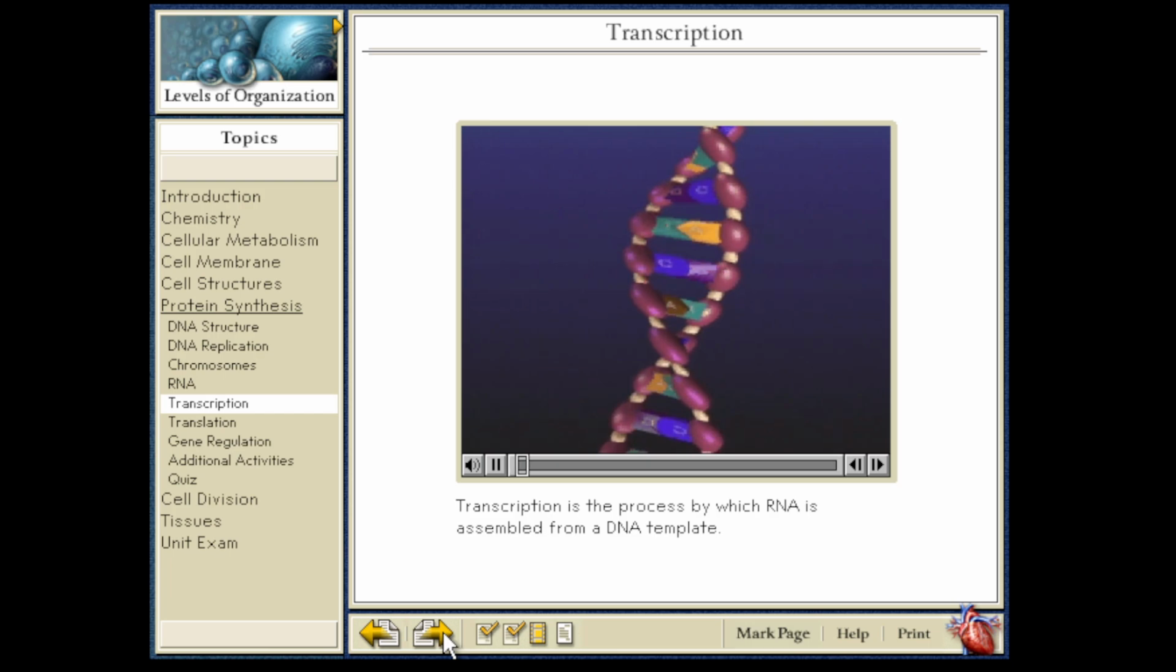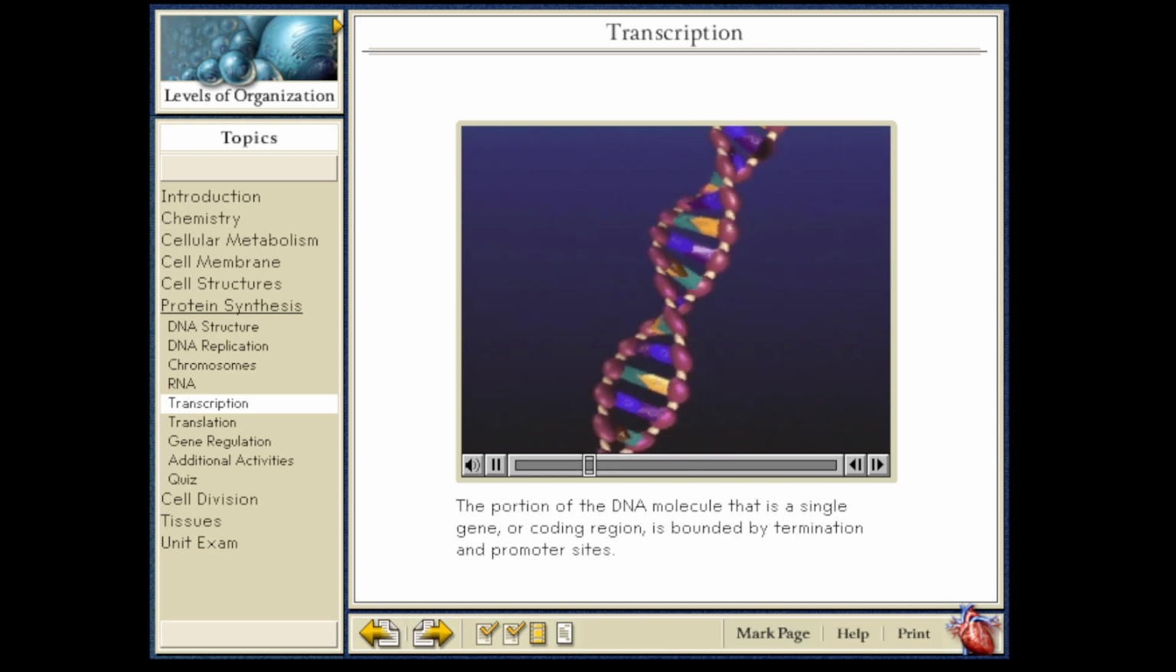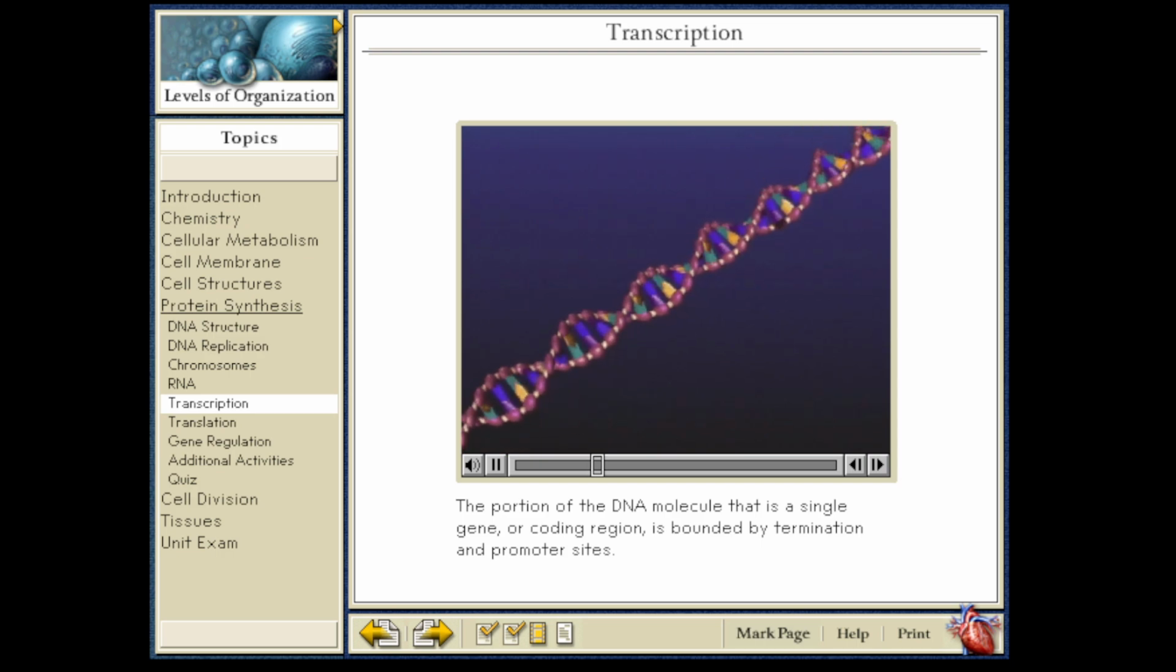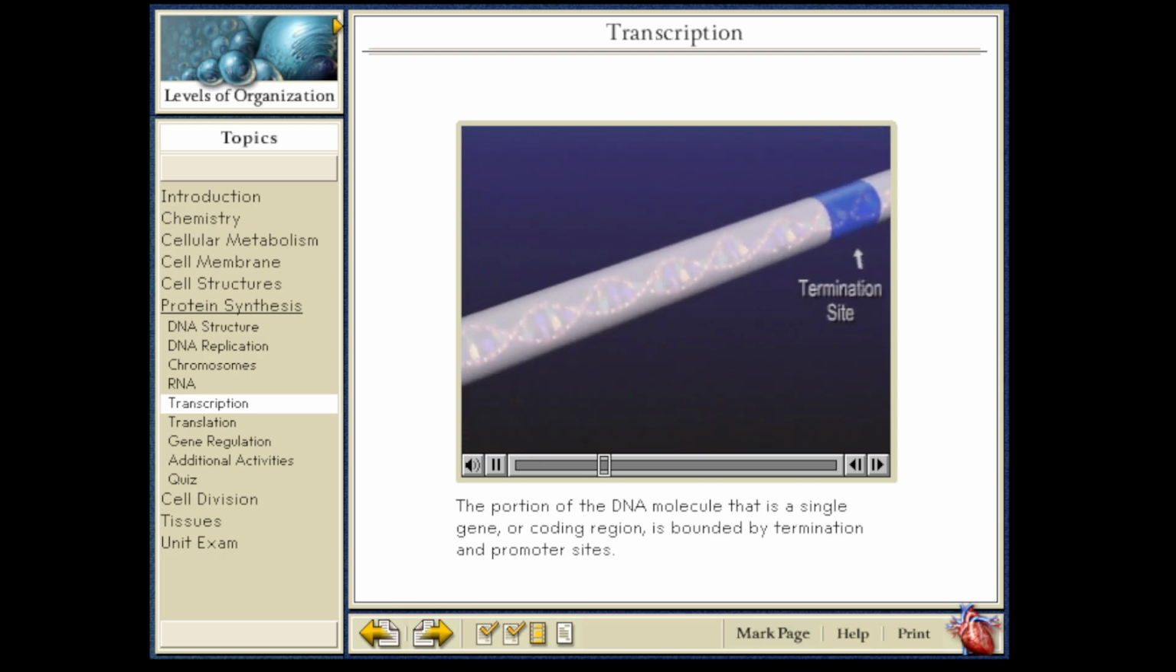Transcription is the process by which RNA is assembled from a DNA template. The 2 strands of the DNA double helix are held together by bonds between complementary base pairs. DNA encodes genetic information in the sequence of bases along one strand. The portion of the DNA molecule that is a single gene or coding region is bounded by termination and promoter sites.